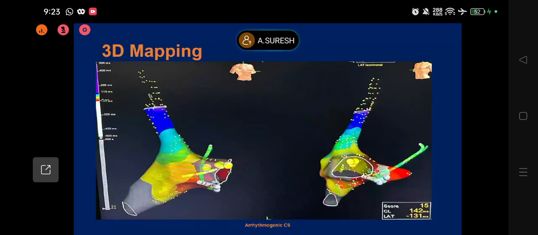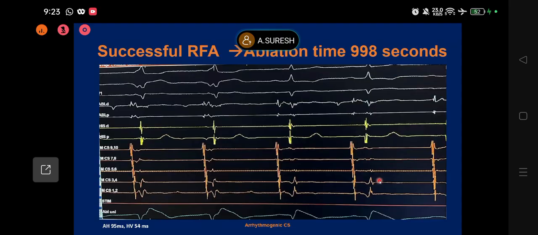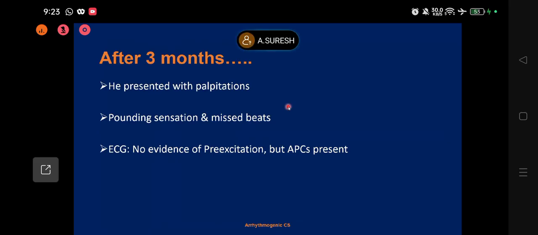Then we did 3D mapping. This is the way the CS pouch is, and at the neck of the CS pouch we could get success. It took almost 16 minutes to get success. This is the pre-excitation. These are the signals on the ablation catheter, showing VA signals, and this is likely to be a pathway potential. After ablation, you can see the patient was in sinus rhythm. The patient was doing well for 3 months after the procedure.